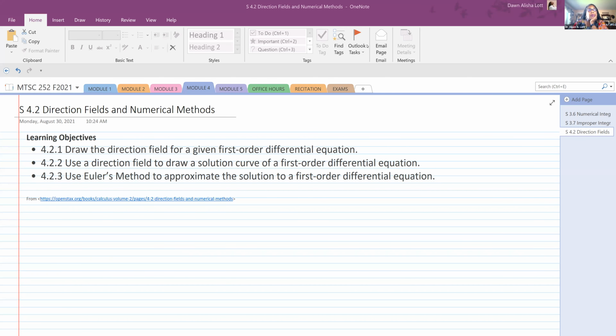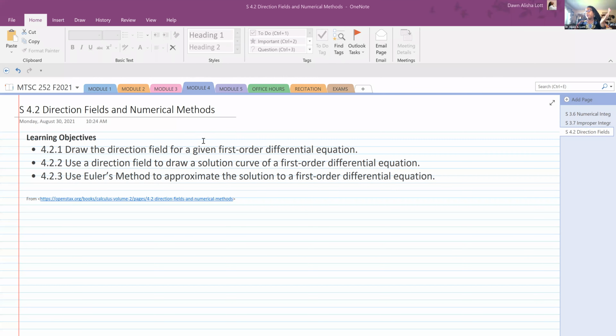Okay, so we are still in module 4 and we're starting a new section on direction fields and numerical methods. I'm gonna tell you guys right now, this is completely different than everything else that we've done, altogether different, okay? We're going to be drawing direction fields for a given first order differential equation, using a direction field to draw a solution curve of a first order differential equation, and using Euler's method to approximate the solution.